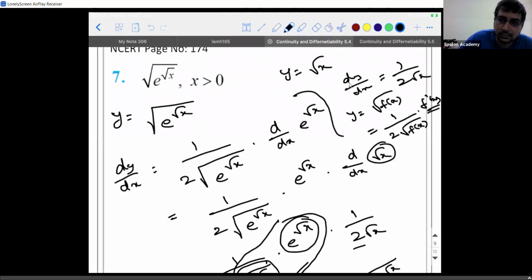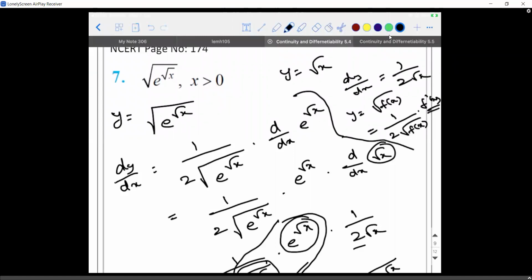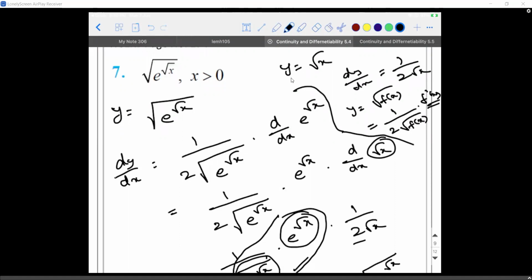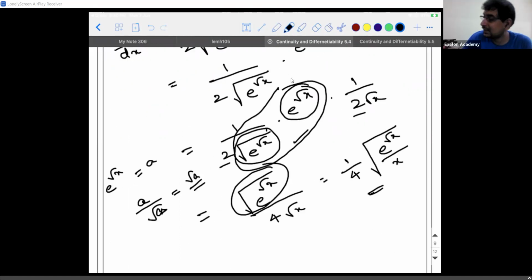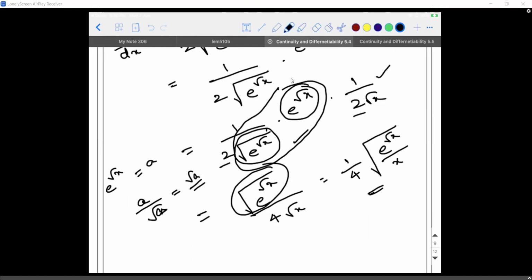Clear? So in the book, it's given as e root of x divided by 4 root of x into e root x. They left it with this step. Okay, sir. They left it.